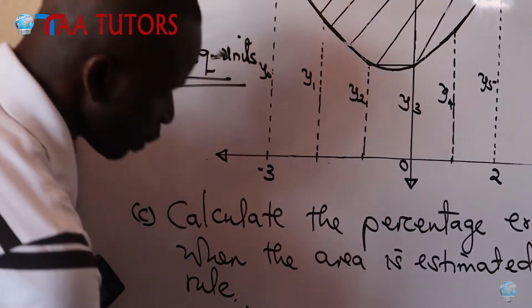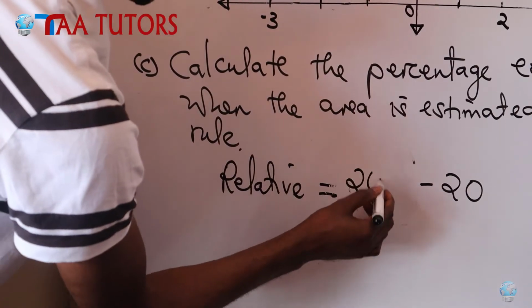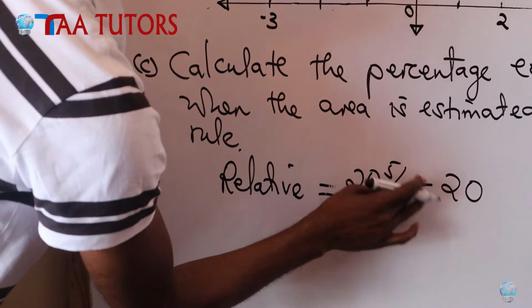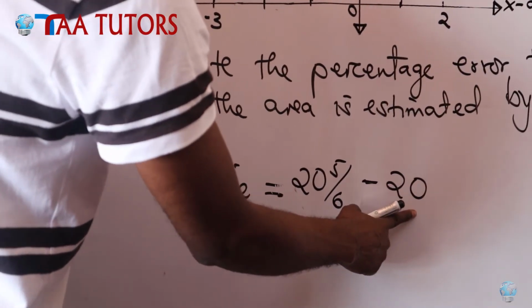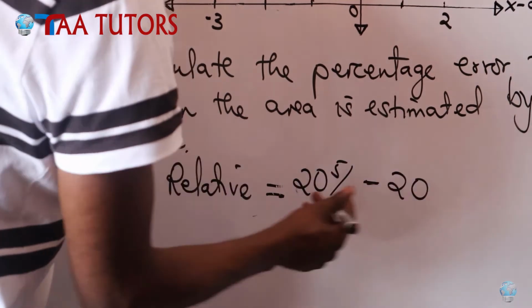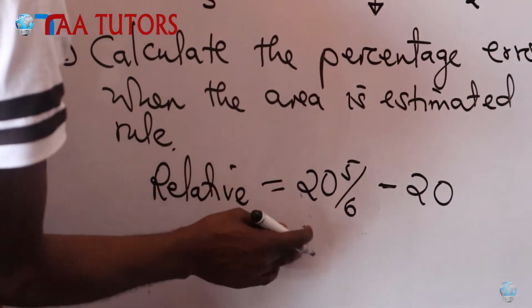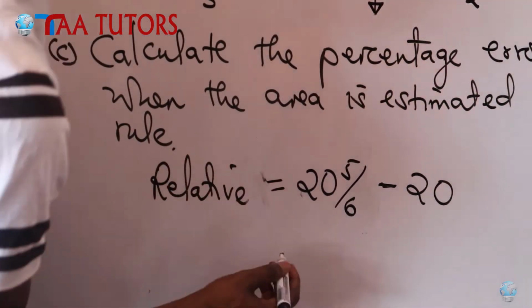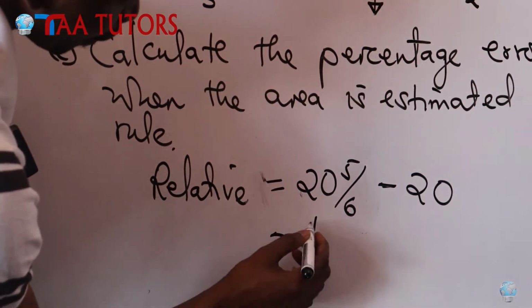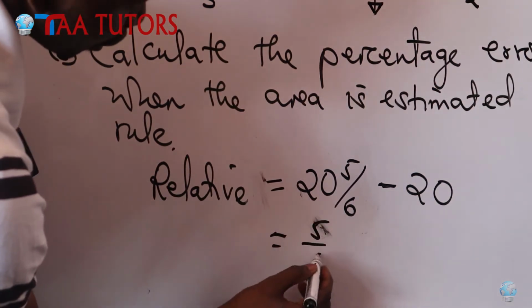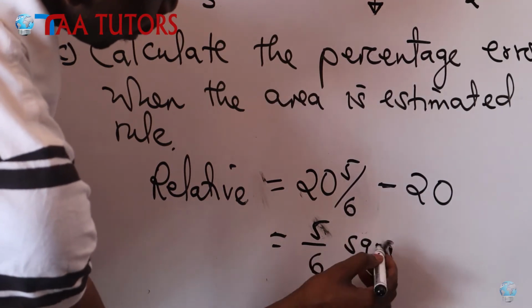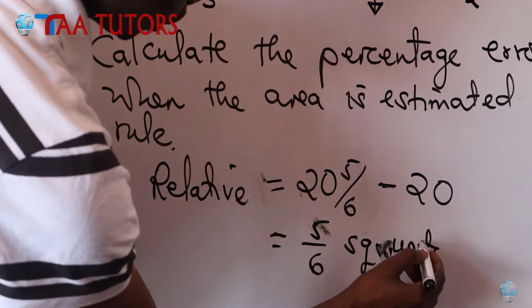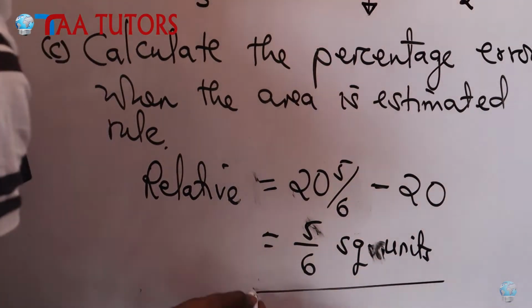So we're going to have 20 and 5 over 6 minus 20. The actual area is bigger, and this is the estimated area, which is smaller. If this one was bigger, I would have subtracted the other way around. So the difference here is just 5 over 6 square units. But we need to calculate the percentage error.